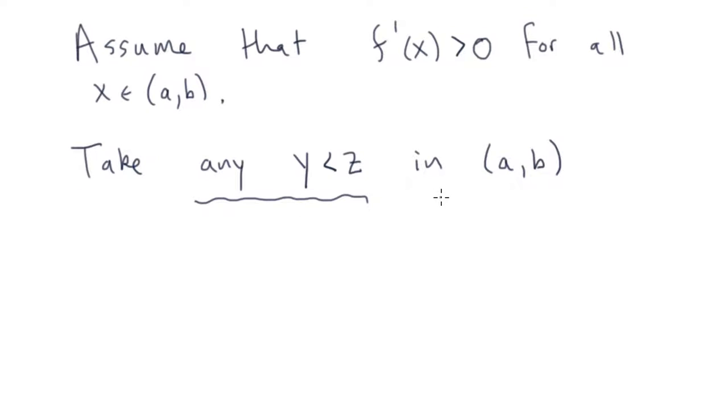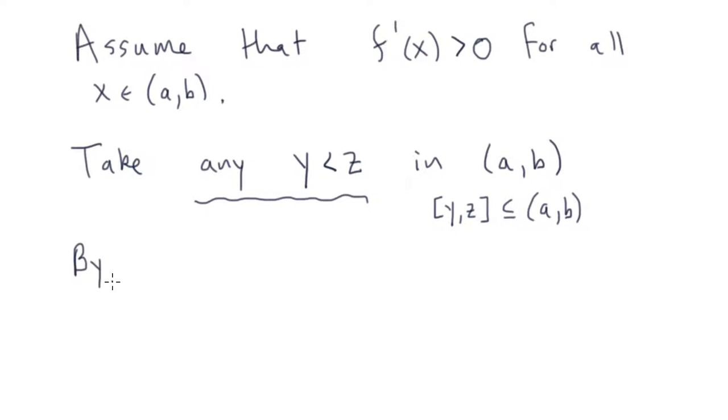And so what we're going to have is that this closed interval is going to be contained in the open interval a to b. And also, since we're assuming that f is differentiable on a b, f is going to be continuous on this closed interval and differentiable on the open interval. So we can apply the mean value theorem.